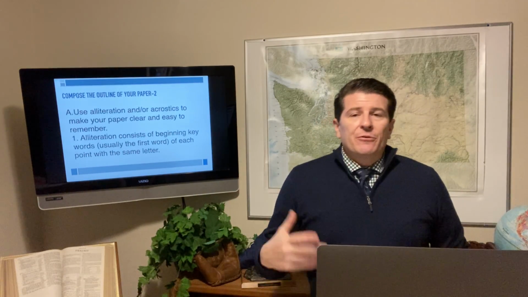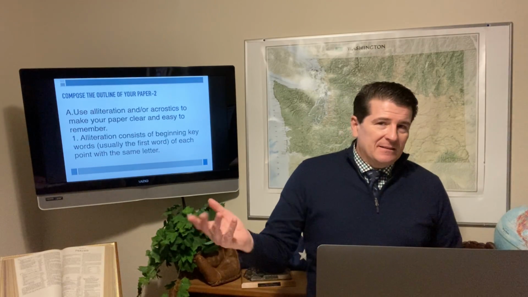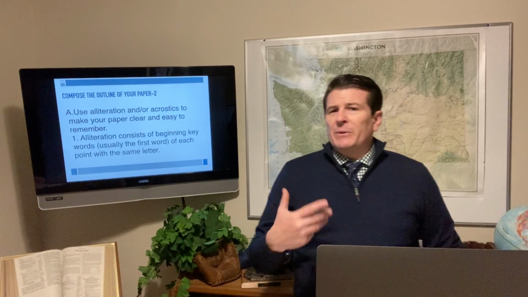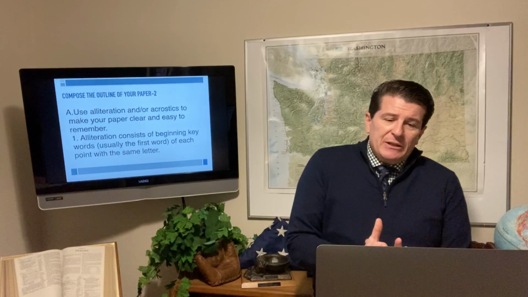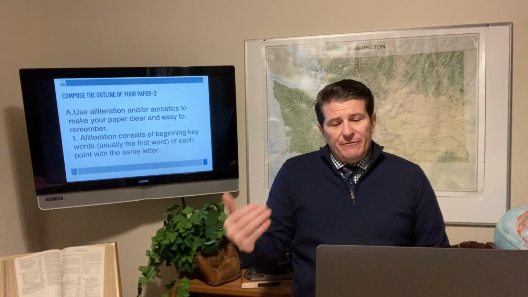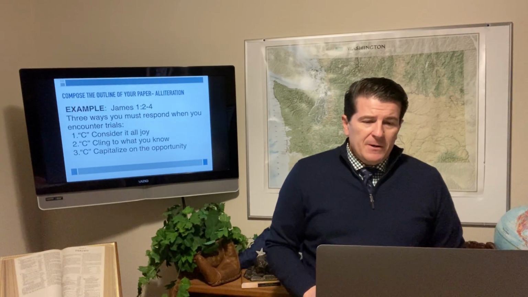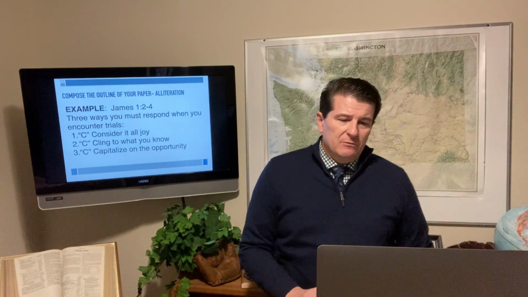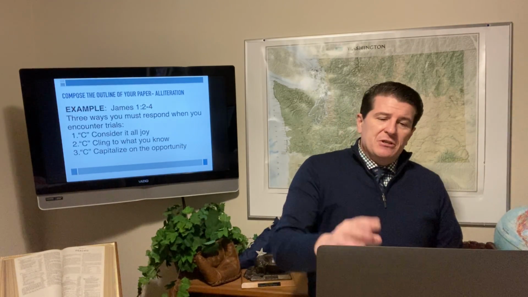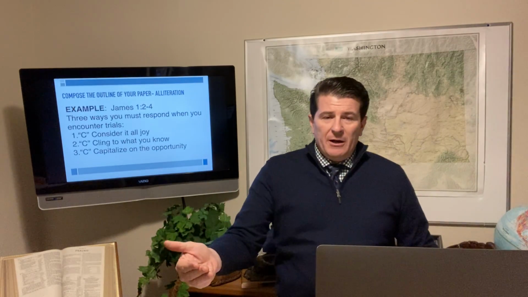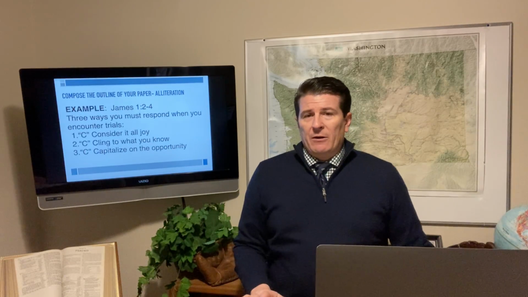So the 3 reasons why I believe USC football is the best are the 3 S's, let's say, or the 3 C's, or the 4 F's. Make sense? So alliteration consists of beginning with the key words, usually the first word, to make the point of each of your sentences. So in James chapter 1, verses 2 through 4, the plural noun proposition, there are 3 ways that you must respond when you encounter trials.